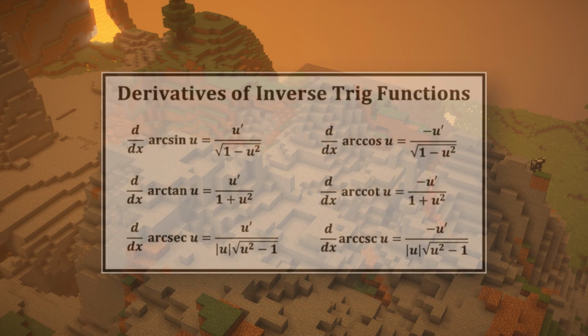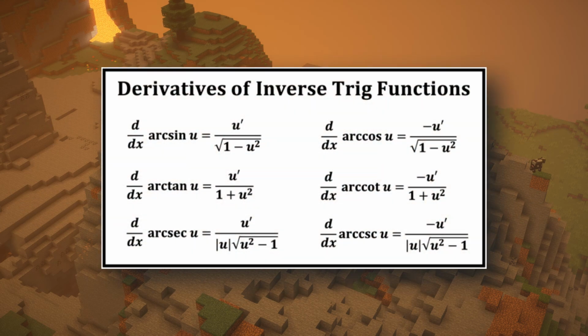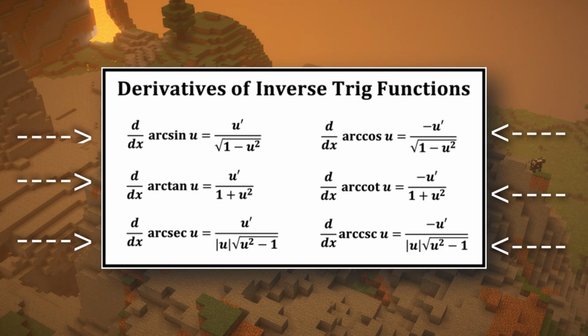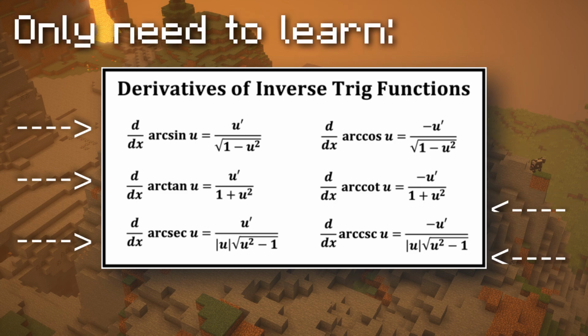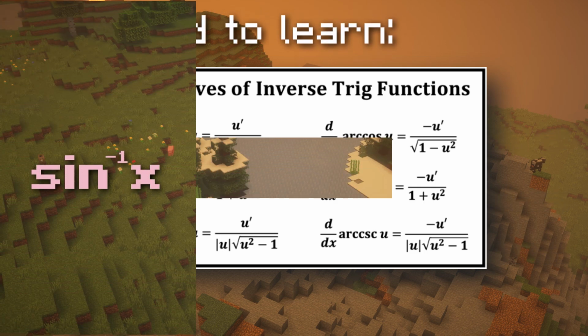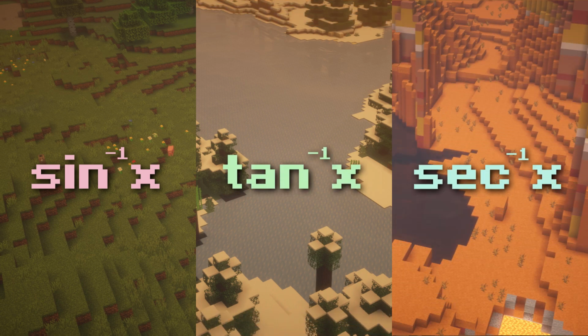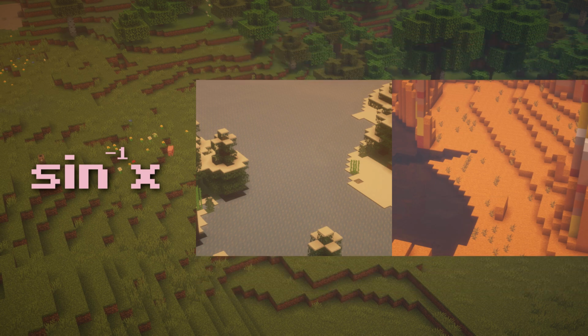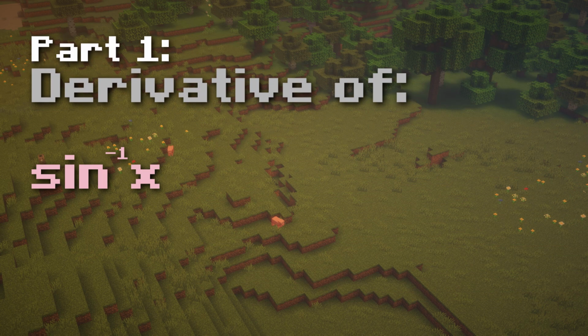So there are 6 inverse trig functions you can take the derivative of. But you'll notice that these 3 are just a negative version of these 3. These negative versions actually have the exact same proving methods as the positive version, so you only need to know the process of 3: inverse sine, inverse tangent, and inverse secant. So those are the 3 I'll be going through today. Let's start with the derivative of inverse sine.